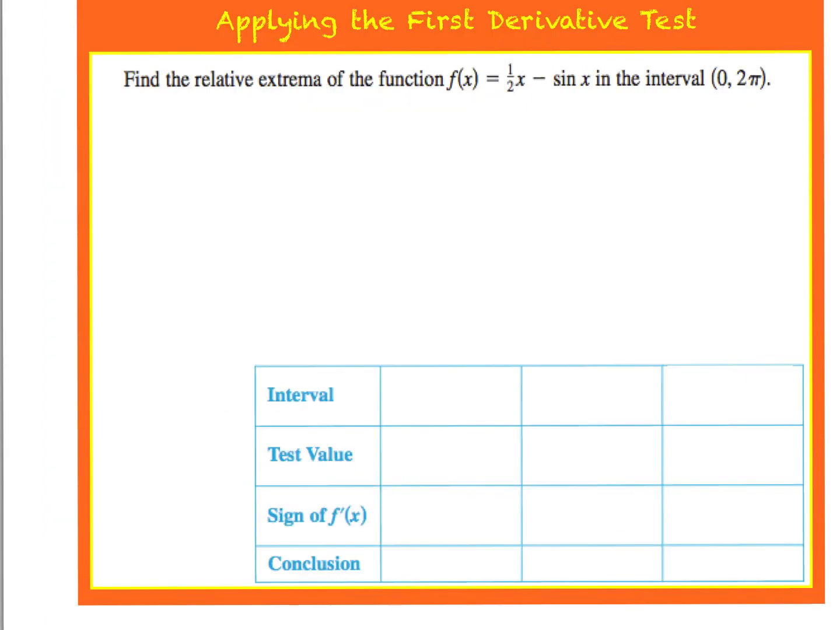Here we go. We're going to find relative extrema of this function. So I have the function 1/2 x minus sine x. I'm going to find the relative extrema on the interval 0 to 2 pi. All right. Now, this is just relative. We don't actually have to test endpoints. If it didn't say relative, we would have to substitute in 0 and 2 pi, but we don't on this one. So, let's find our critical numbers.